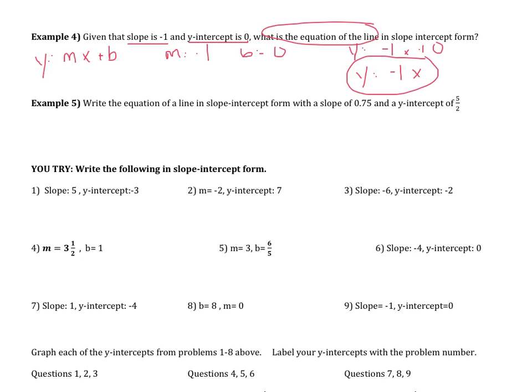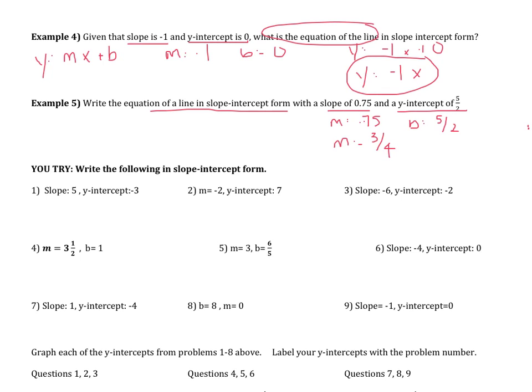Okay, last example, it says write the equation of a line in slope-intercept form with a slope of 0.75 and a y-intercept of 5/2. So my slope is 0.75 and my b is 5/2. Now, before I start, I know that I'm not supposed to write slope as a decimal. Slope can only be a proper fraction, an improper fraction, or a whole number. So I'm going to change this decimal into a fraction. And 0.75 as a fraction would be 3/4.